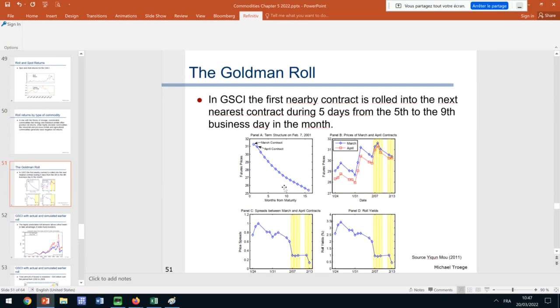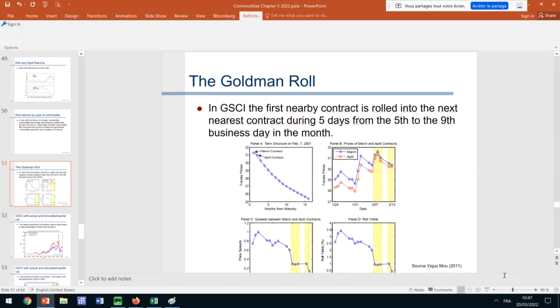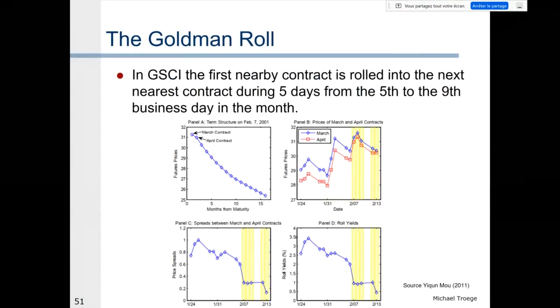This graph here is from an academic paper. What it shows is that the prices dramatically decrease for these contracts exactly over these days. This is the spread between the March and the April contract. The March contract is the one that expires and the April contract is the one that people invest in.